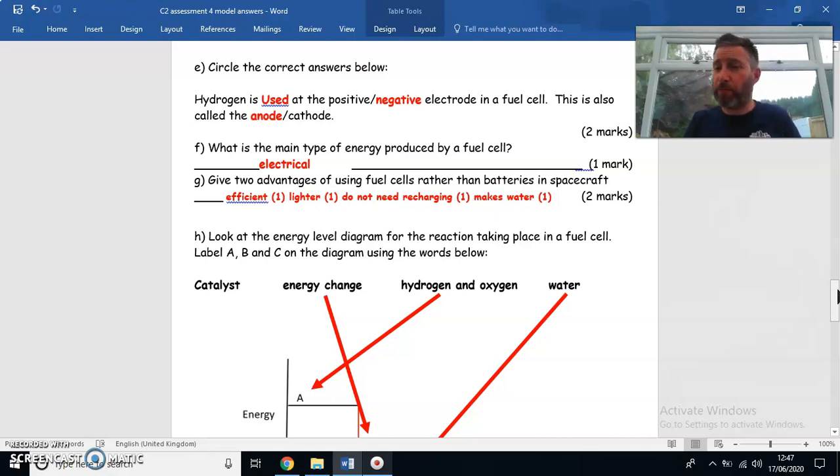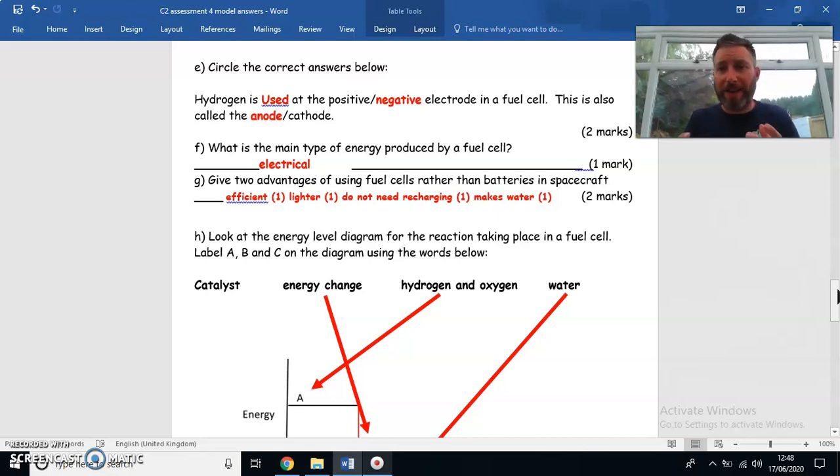F, I was surprised by how few people got this one correct. It's a fuel cell. Everything we've looked at involving cells has been producing an electrical current. So this produces electrical energy. It's all about the fact you've got oxidation on one side and reduction on the other, so you have electrons that need to be able to move from one side of the cell to the other. Exactly the same as happened in the electrochemical cell we looked at a couple of lessons ago.